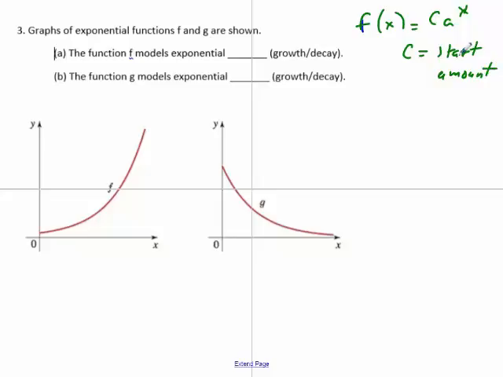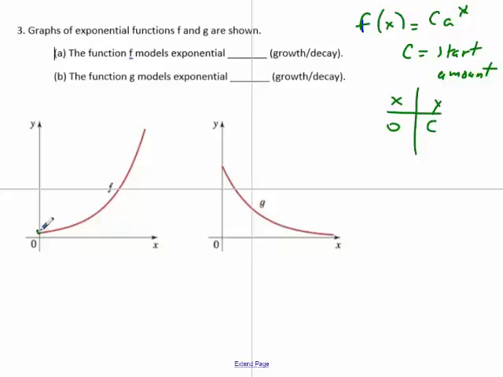So if that starting amount is c, then we get our c value only when x is equal to 0. Because if x is equal to 0, let's set up an xy table. If x is equal to 0, then a to the 0 power is 1. A to the 0 power would be 1. And I've got my f of 0 is c times 1, which is my c value.